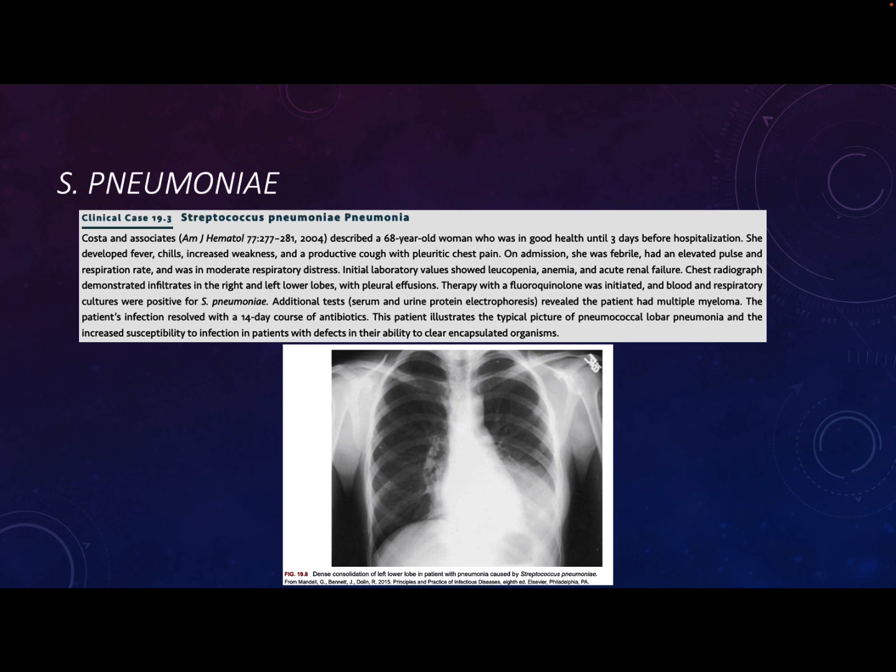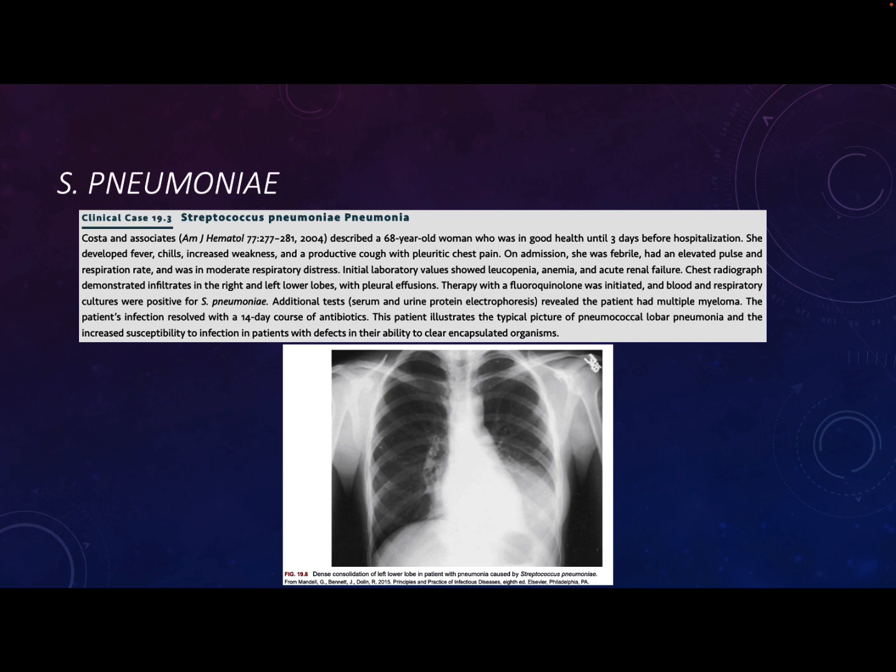Therapy with fluoroquinolone was initiated, blood and respiratory cultures, so it's in the blood, which is not surprising because this patient did have a fever, so it's likely that we're seeing this maybe go a little bit more systemic. Positive for strep pneumoniae. Additional tests revealed that the patient had multiple myeloma. This is a cancer patient who was previously unaware that she had cancer. The patient's infection resolved with a 14-day course of antibiotics.